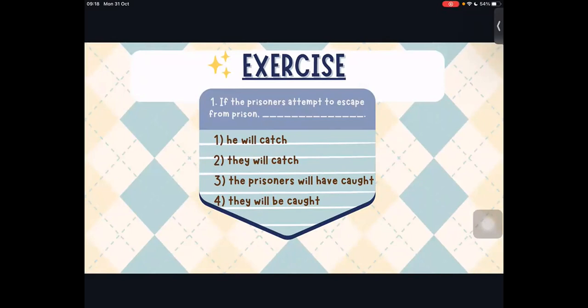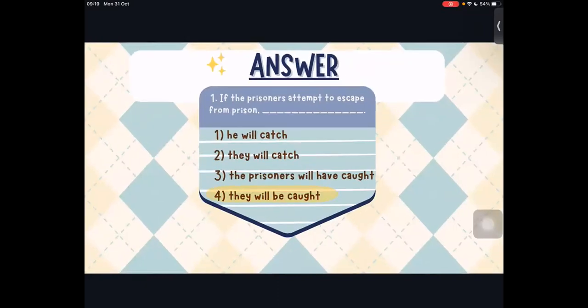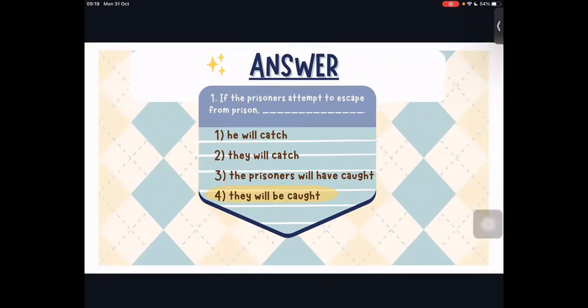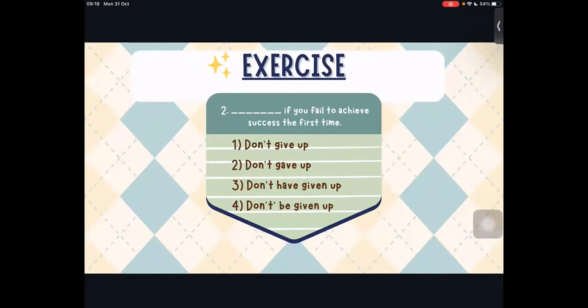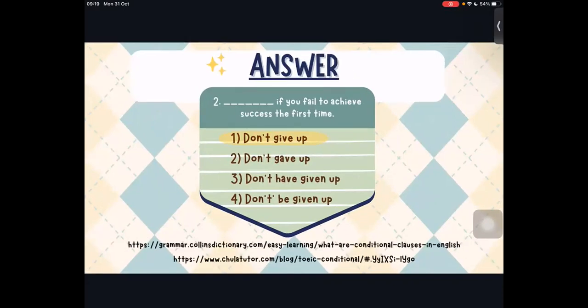For the first exercise, if the person attempts to escape from prison, the answer will be number 4, because it talks about the future, so it is a clause type 1. Next, please. If you fail to achieve success the first time, the answer will be number 2 because it talks about something that did not happen yet. Next, Kate will tell you about relative clauses.